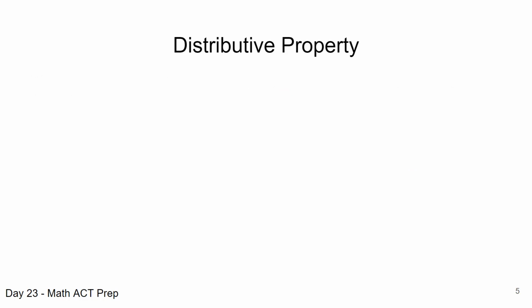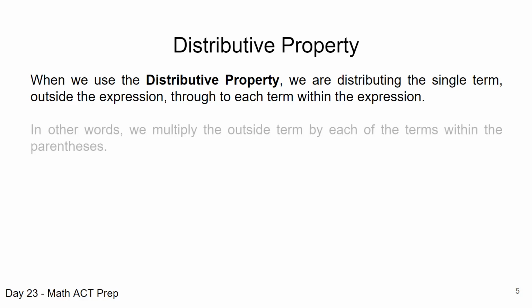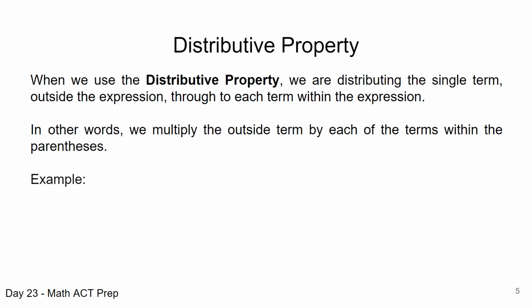Now let's talk about the distributive property. Remember the distributive property, we're distributing usually a single term outside of an expression through to each term within the expression. So what we're looking at doing is really multiplying that outside term by each of the terms that are within the parentheses. And this example will show us what we're talking about here.